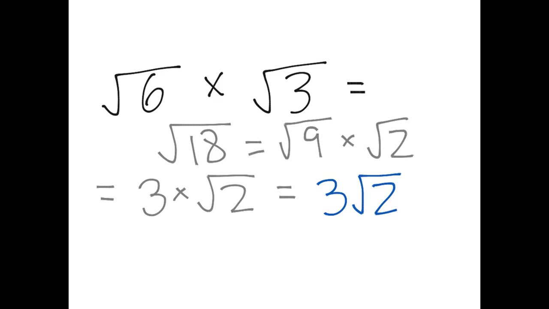However, you will need to simplify the answer. We know that 18 equals 9 times 2. 9 has a square root, which is 3. Take the 3 out of the bracket and leave the 2 in. You end up with 3 radical 2.